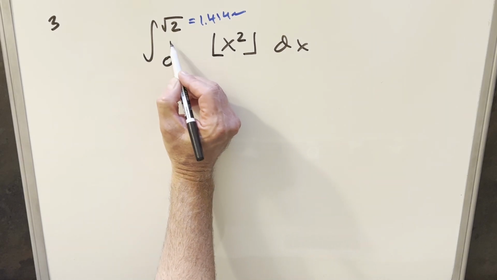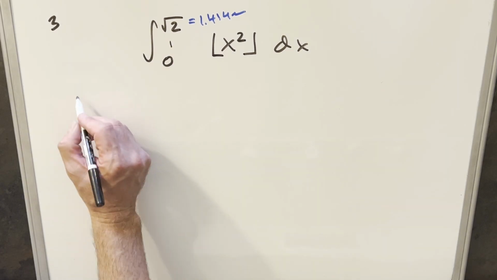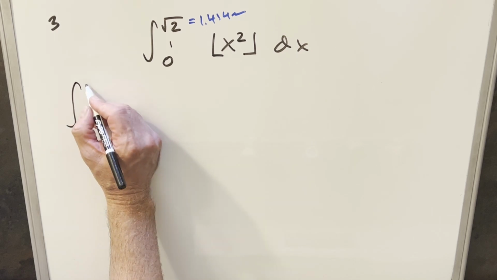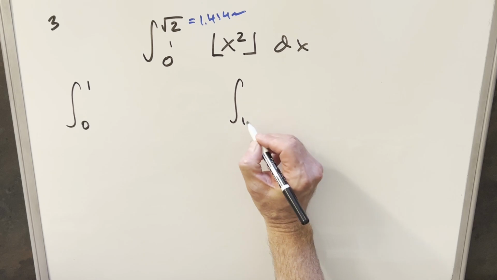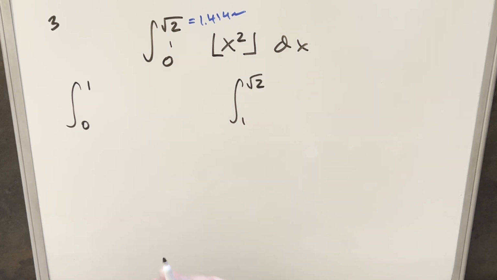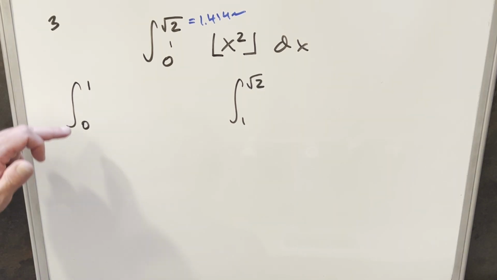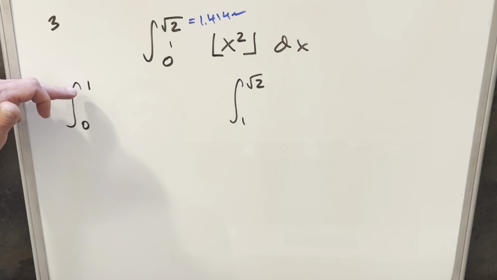Clearly, we have 1 somewhere in between 0 and square root of 2. So what I'm going to do is break this up and have the first integral go from 0 to 1. And then my second integral is going to cover the rest of it, from 1 to square root of 2. And then, for the first integral, we take values between 0 and 1, so all of our x values are in this region.